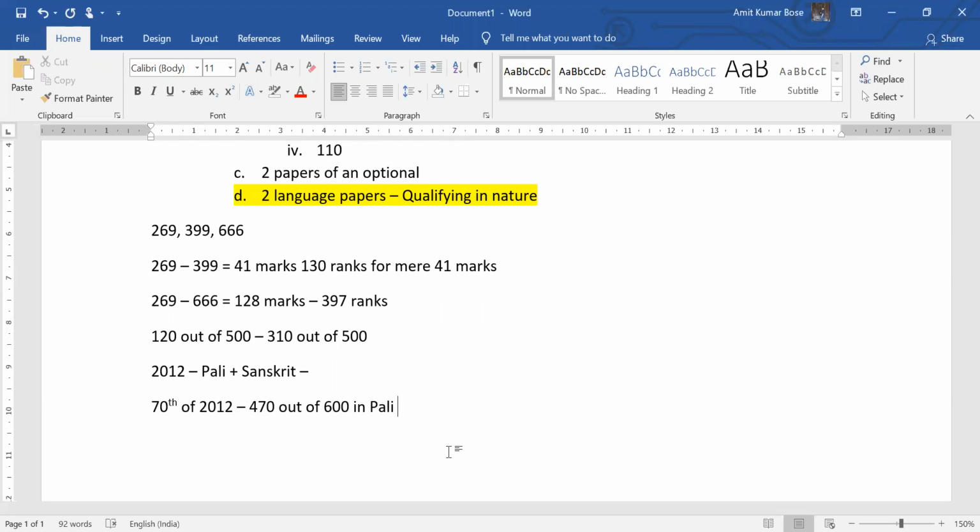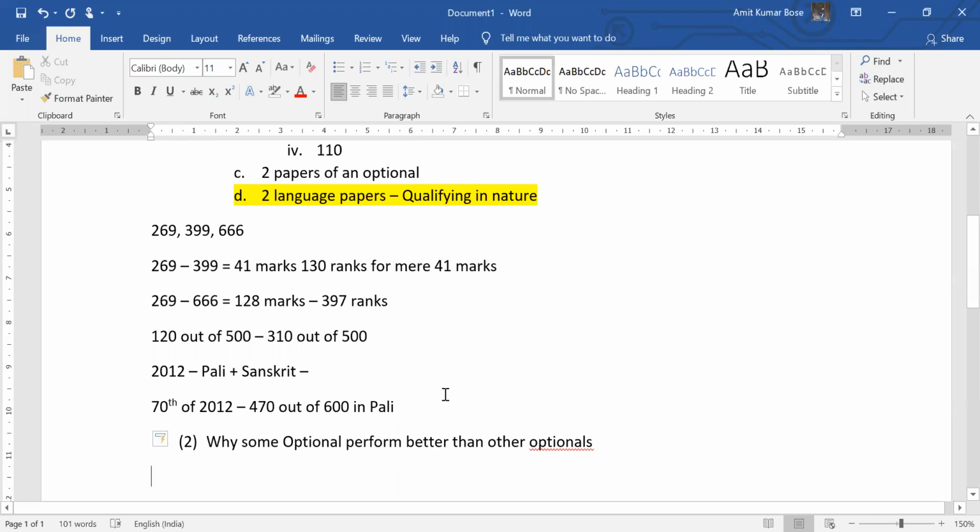Yes, even today we do see that some optionals perform better than the other optionals. Some optionals provide regular results than other optionals. Please try and understand. This is my concern here: why some optionals perform better than the other optionals.